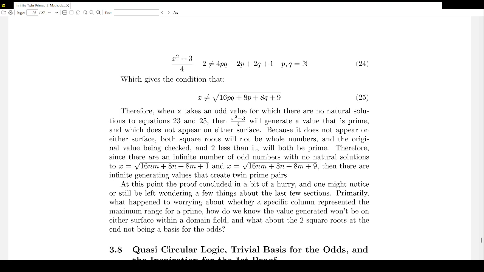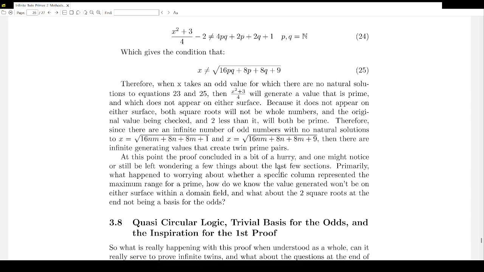And here's the end of the crux. So I say, therefore, since there are an infinite number of odd numbers with no natural solutions to this and this, then there's infinite generating values. So in this one, it was solutions that weren't this and this that were generating values. And I just kind of say this, since there's an infinite number of odd numbers with no solutions to this and this. And here's me recapping and talking about it.